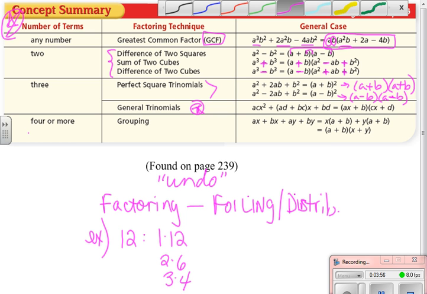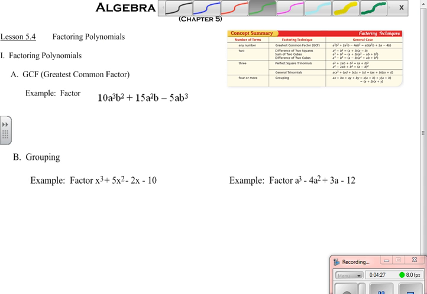Grouping is if you have 4 or more items in your list, 4 or more terms, what we're usually going to do is we're going to group the first 2 and the last 2. Look for greatest common factor. So in here we had x, we had y, and then what happens is that this piece becomes a greatest common factor again, so I pull that out, and then this is what's left. And we did some of that in algebra and geometry also. So let's look at some examples.